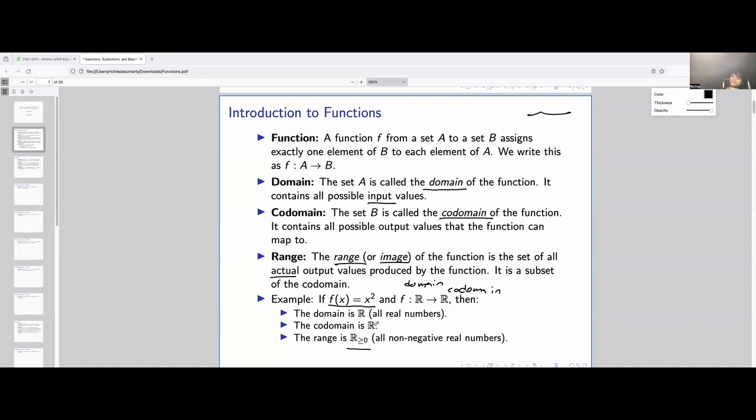So the range is actually the set of all non-negative numbers. As we can see, there's this concept of range and codomain, and there's a slight distinction. You can think of the range as the smallest possible codomain. That's another way you can think about it.